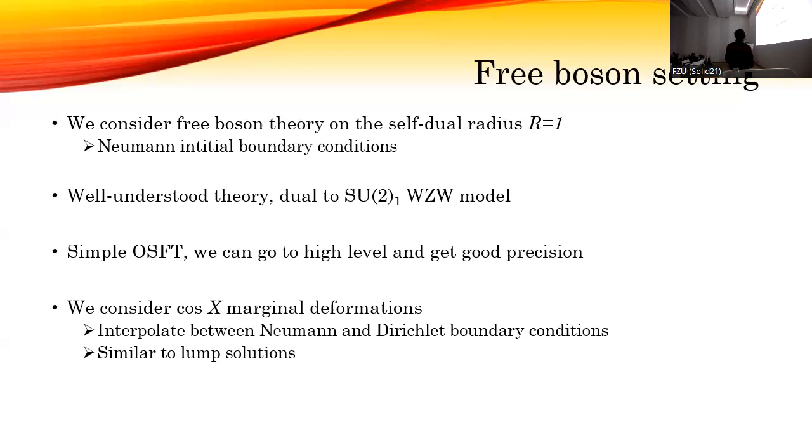Okay. So in this theory, there are three marginal operators. Essentially, what's important are the ∂X marginal operator, which would lead to excitation of the Wilson line, but I'll be doing the other one, which is the cos X marginal deformation, and such a marginal deformation interpolates between Neumann and Dirichlet boundary conditions. So we get solutions that are actually very similar to lump solutions.